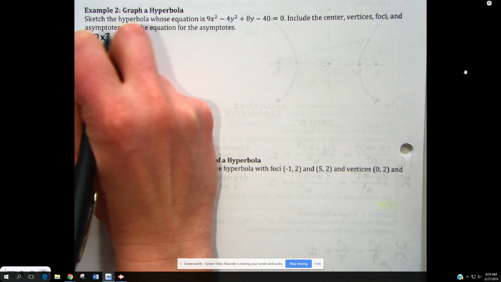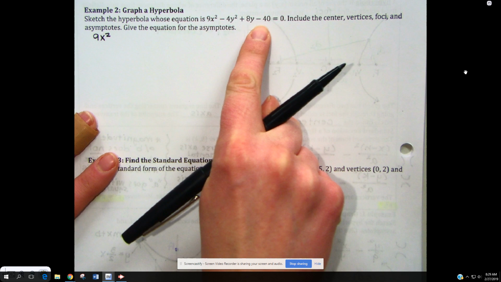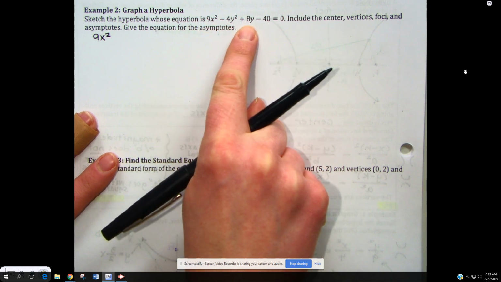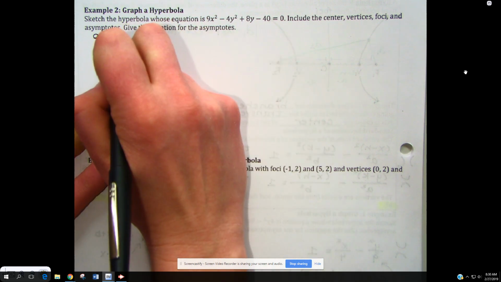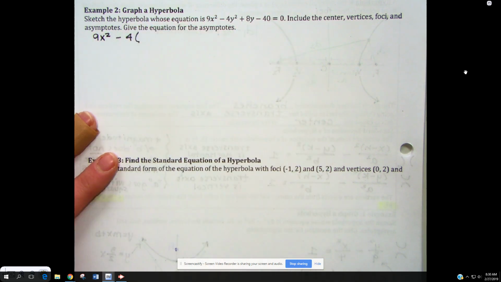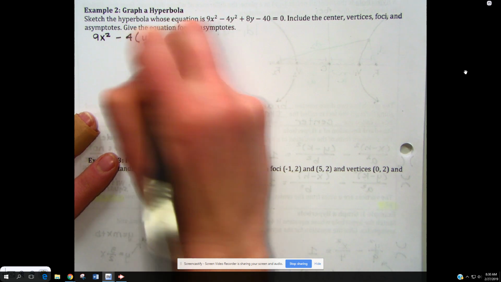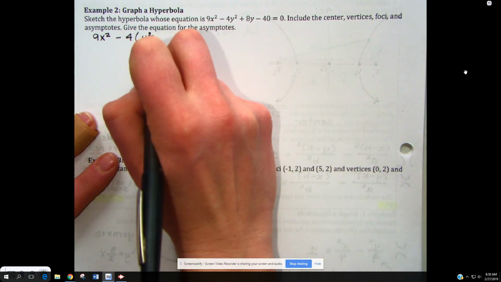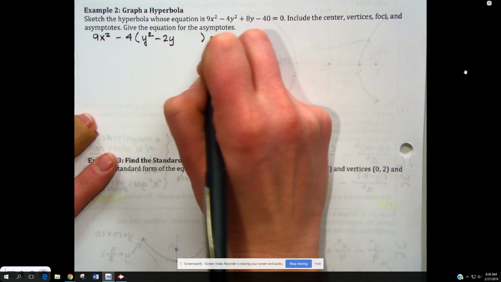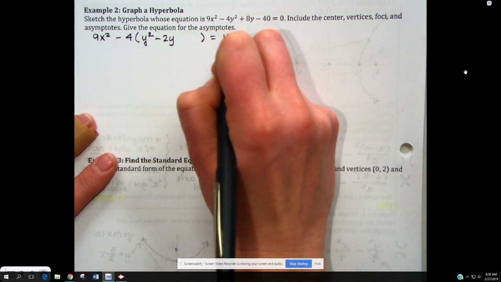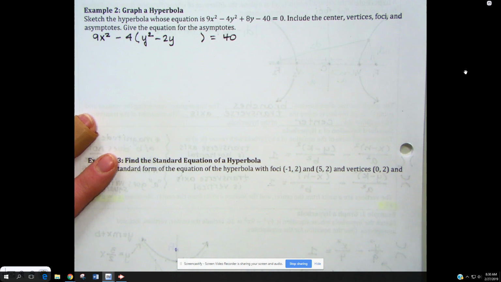We have 9x squared. I'm just going to group my x's together. Nice thing here, there's no other x term, right? So this one I don't need to complete the square on. We need a coefficient of 1 on the y squared term. So I'm going to divide out a -4. That's going to leave me with y squared, 8 divided by -4 is -2. We're going to finish off the completing the square setup, and we're going to move our 40 to the other side so that I can prep that 1 that I know needs to happen.